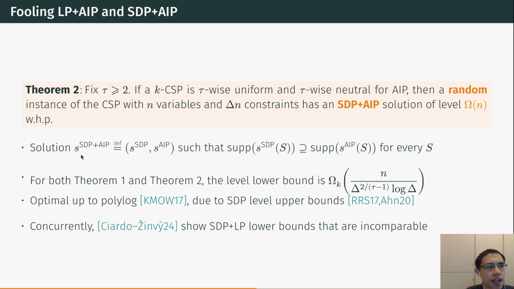Here, the definition of SDP plus AIP is exactly what you expect. In terms of the dependency on n and delta, our lower bound is optimal up to polylog because it matches the SDP upper bound. Concurrently, Ciardo and Živný show an SDP plus LP lower bound for other PCSPs, and their results are incomparable.